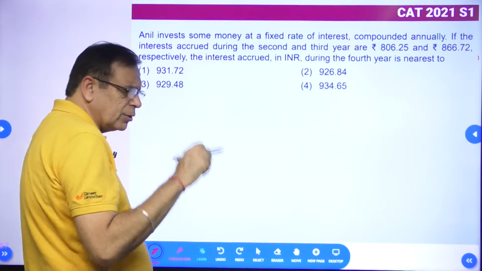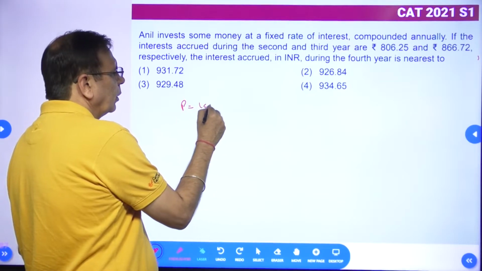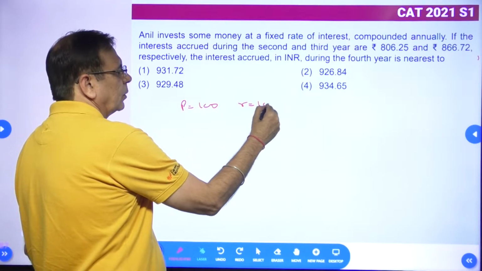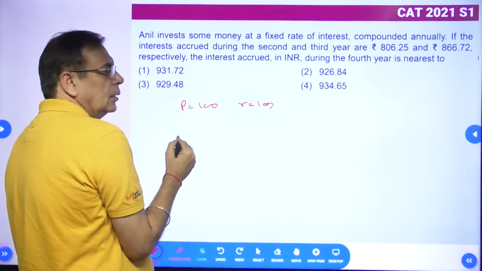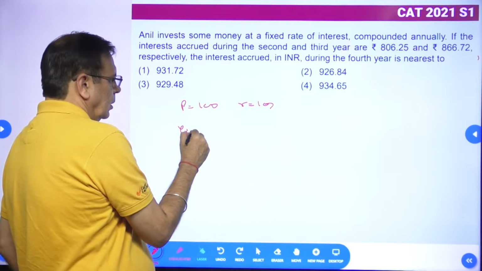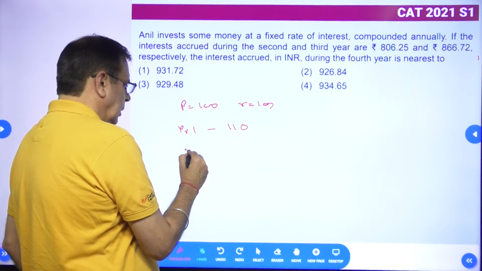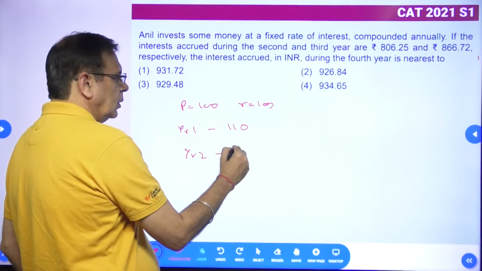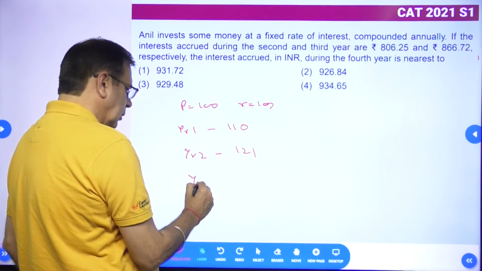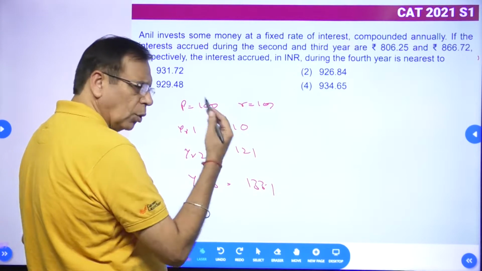But before we solve the question, let me give you a basic concept. Let me assume my principal is equal to 100 rupees and the rate of interest is 10%. That means if my principal is 100 rupees, it will become 110. Year 2, it will become 121. Year 3, it will become 133.1, and so on and so forth.